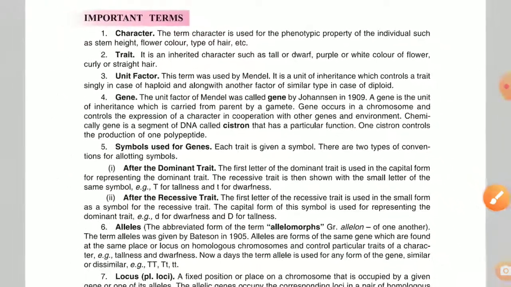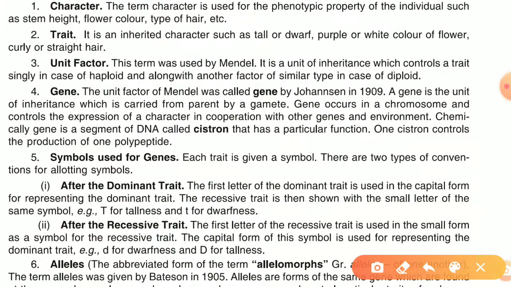And where are these genes actually? Genes occur in a chromosome. They are a part of the chromosome and they control a particular expression. What does it mean that a gene controls a particular expression? It means, as I am saying, that my skin color is a whitish complexion. We know that the skin color of a body depends upon a pigment known as melanin.